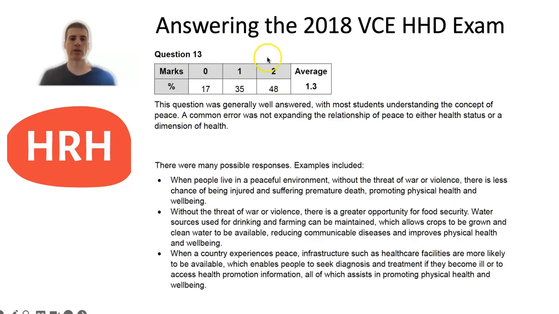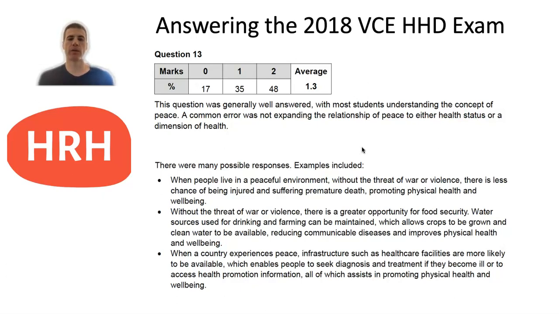As I mentioned, under 50% of the state was able to achieve full marks on this question. It mentions that there are many possible ways you could have answered this question. They've given you a few examples, and you can see each of them is focusing on peace: not having conflict in your area, and not having that threat of war or violence, and what that might mean. The first one is talking about how there's less chance of being injured and suffering premature death, so that promotes physical health and well-being.